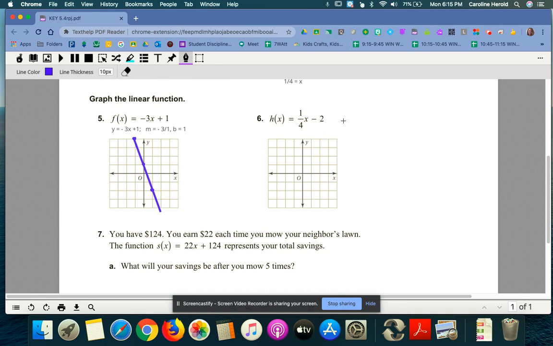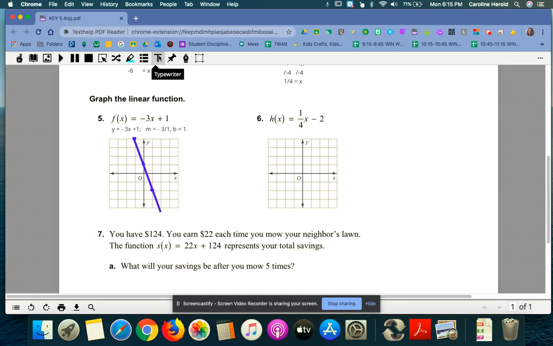All right, so over here, we've got a slope. This is y equals 1/4 x. Oh no, I can't see through it now. 1/4 x minus 2. And my slope is 1/4. And my y-intercept is -2.